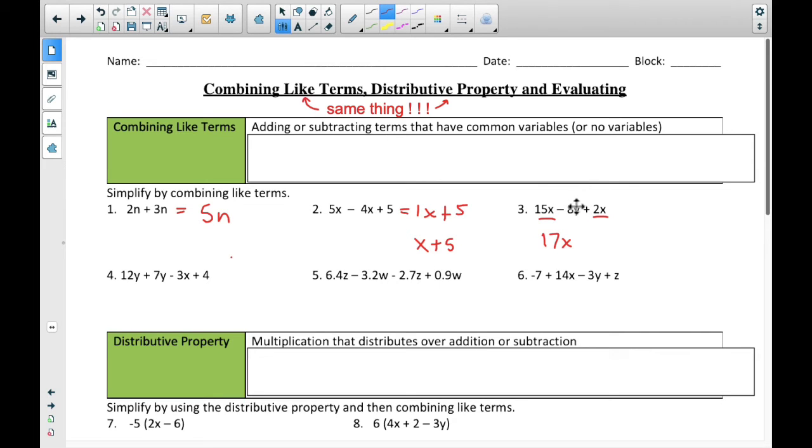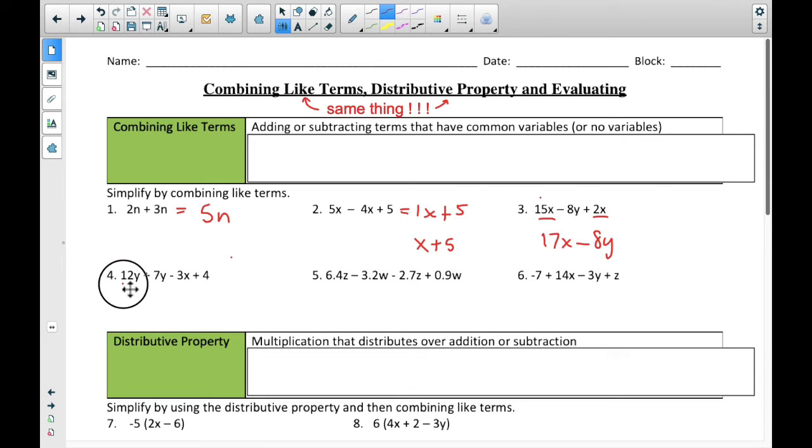It goes with the 8. So we have 17x here. We're to subtract 8y. So that's our final answer. Another thing is when we write these answers, we should have them in standard form, and standard form means alphabetical order.